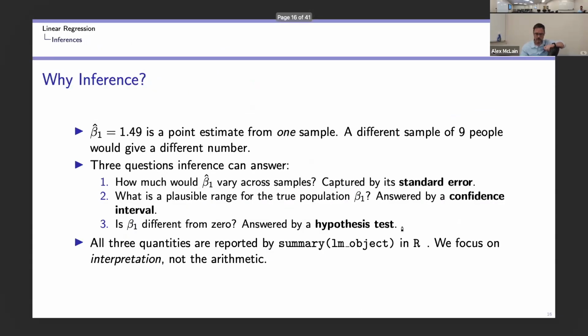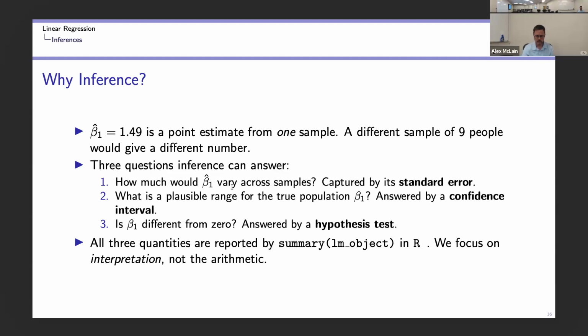Okay. All right, so we're going to move on to inference here. So we get this value, 1.49. This is our point estimate from one sample. A different sample of 9 people, we'd get a different number. So we want to use that 1.49 to give us some idea of certainty. How certain are we about this 1.49? Is there a chance that this value is actually 3? Is there a chance this value is actually 0? So this is what we mean when we talk about inference. We want to use the data and the current value that we have to get some idea of what's going on in the real world.